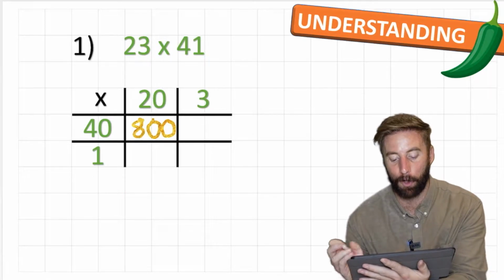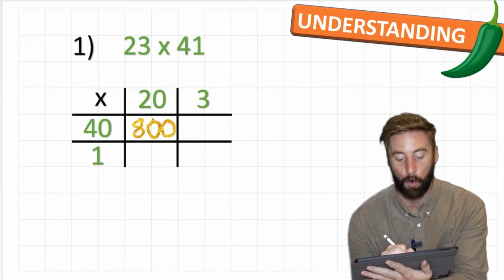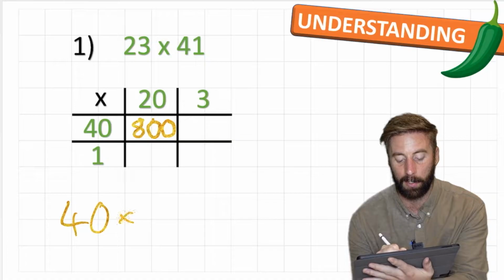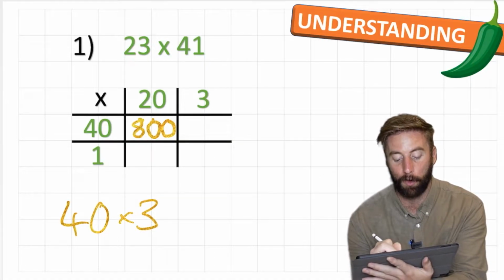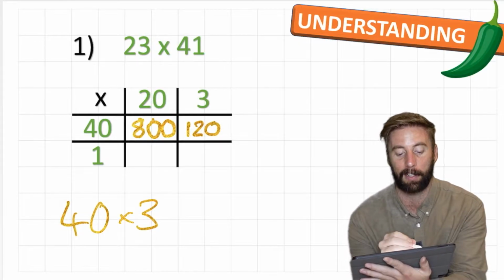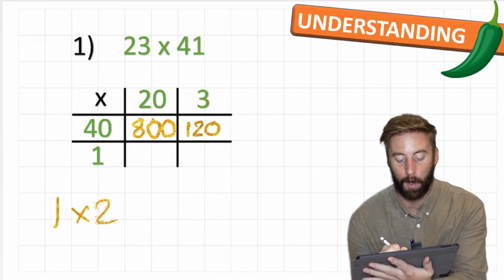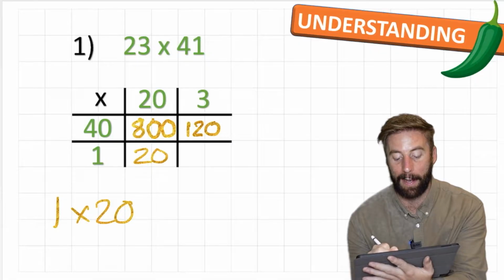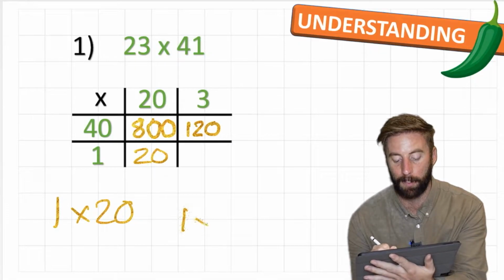Okay, let's apply the same logic to the second part, and I have 40 times 3. I'll ignore the 0 to start with. 4 times 3 is 12. Put the 0 back, 120. Now I'm doing 1 times 20. Well, 1 times 20 is 20. And then in the last box, I have 1 times 3. 1 times 3 is 3.